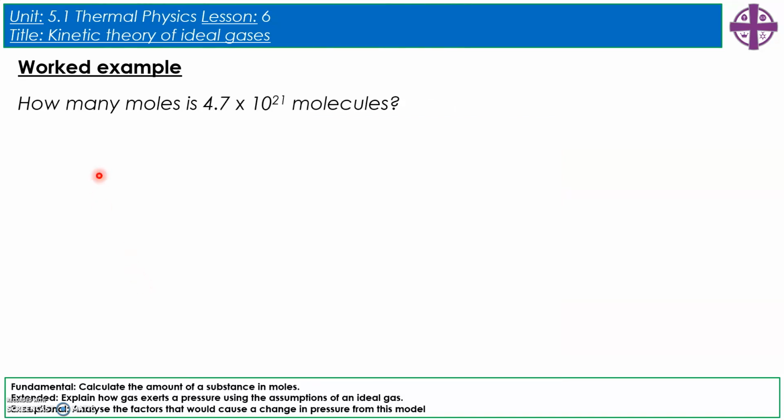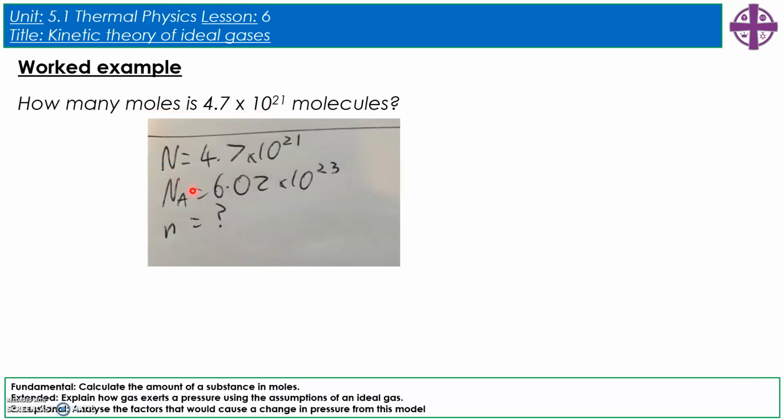The next worked example is trying to find the number of moles if I know the number of molecules. So now I've got 4.7 times 10 to the power of 21 molecules. How many moles have I got? Same first step again. I write down the variables I know. So I know N, the number of molecules. I know Avogadro's constant. And I want to work out little n, the number of moles.